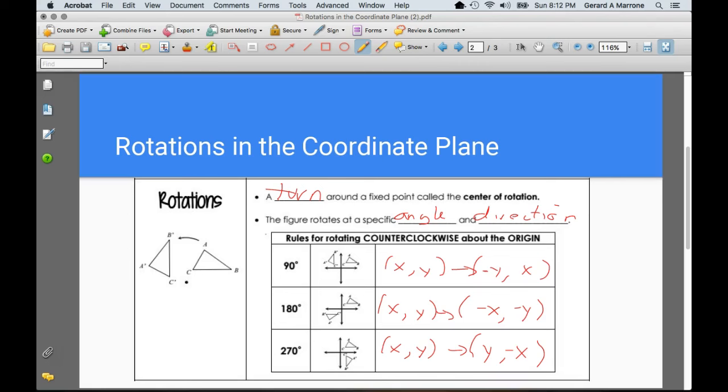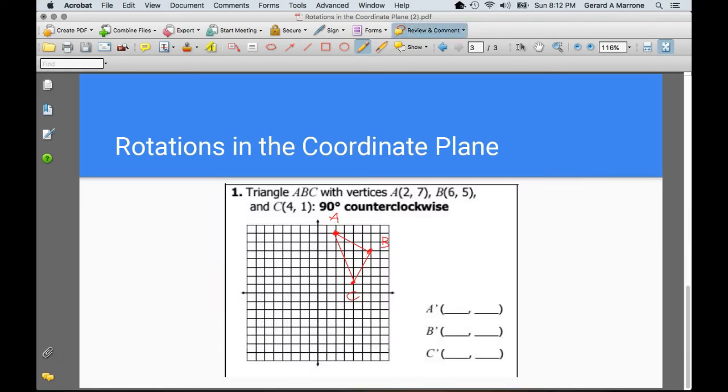And once again, just like before, your original is your pre-image. So over here we have our pre-image, and our newly formed rotation is going to be our image. And once again, we use that one tick mark to indicate a new point that was created. The same letter, but a new tick mark. So let's take a look at one example here.